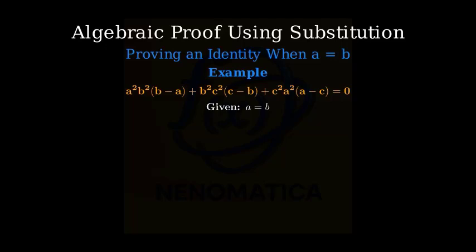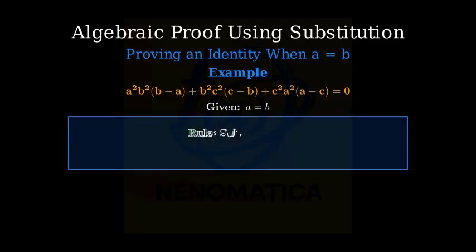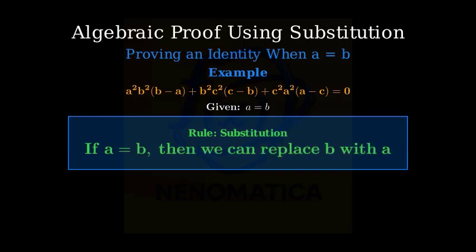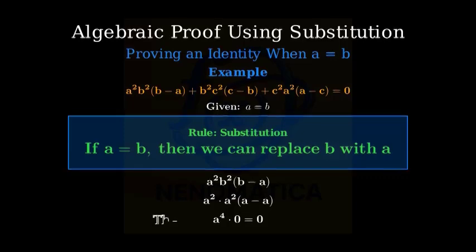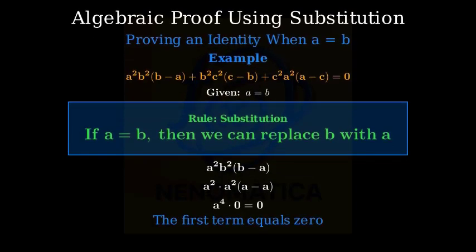First, we'll focus on the first term of our expression. We'll use the substitution rule, where we replace every occurrence of b with a, since we're given that a equals b. The first term is a squared times b squared times the quantity b minus a. When we substitute b equals a into this term, we get a squared times a squared times the quantity a minus a. This simplifies to a to the power of 4 times 0, which equals 0. So our first term vanishes completely.